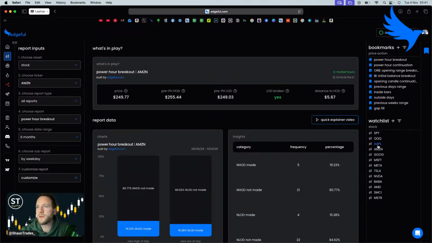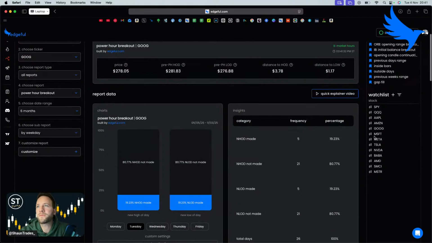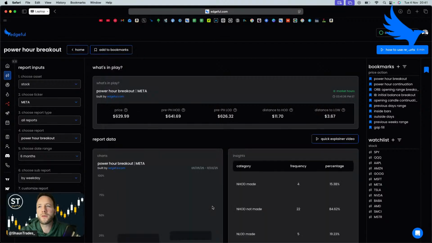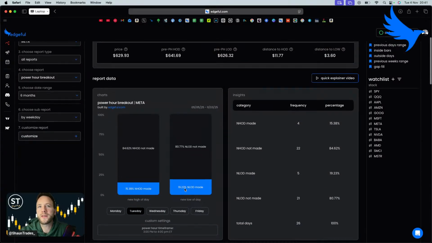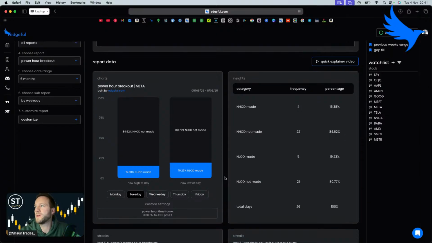Right. Let's continue scrolling. We've got Google, 20%. Meta, this is the one I'm actually trading. So let's have a look at the data. The data's actually slightly higher. It's 19%, 19.23 new low of day made, but anything below 20% is a good percentage in my book. Hopefully that plays off as well.